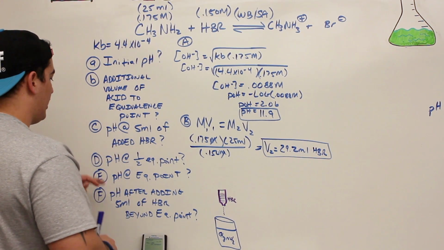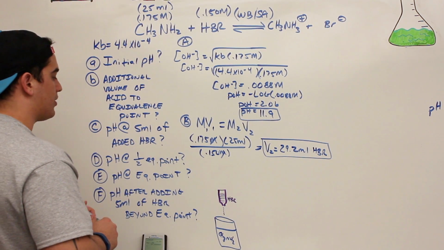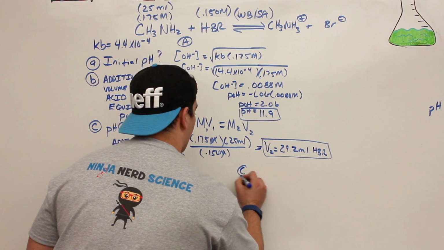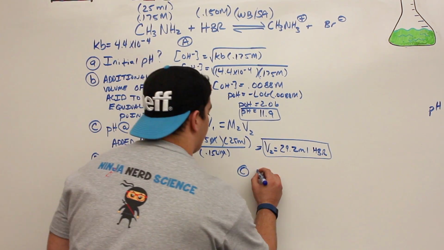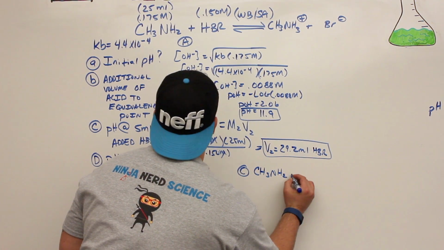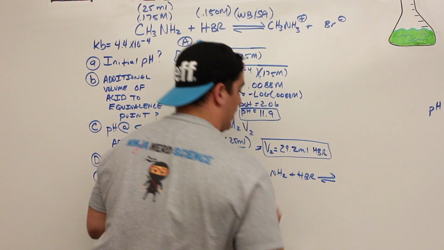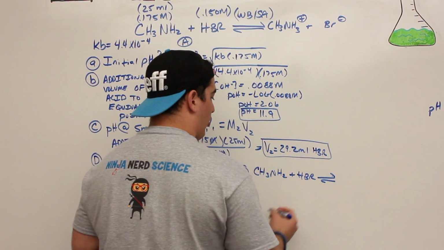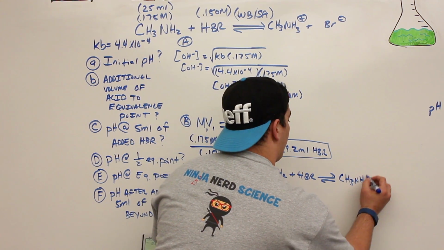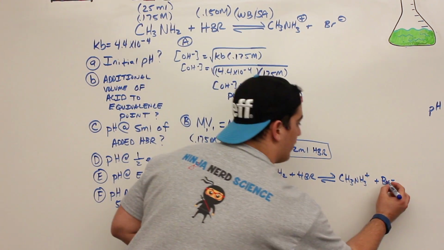All right, cool. C, what is the pH after adding 5 mL of HBr? Let's write out this equation. So let's do part C here. Same thing, CH3NH2 plus HBr reacts, and again, this is in equilibrium, right? So we're going to have a reversible arrow here, and what do we get? CH3NH3 plus Br negative. Fix my Br there.